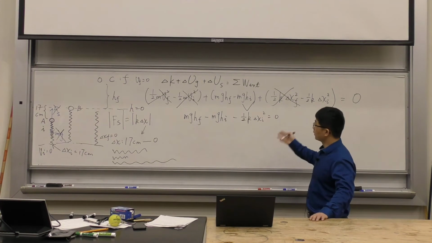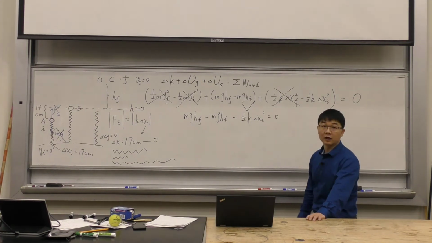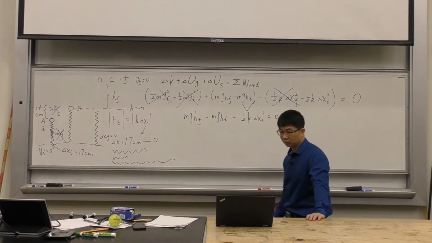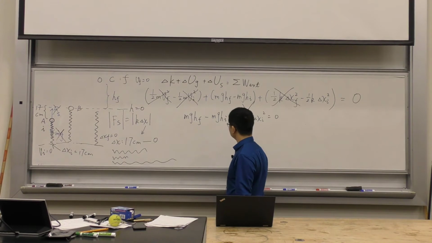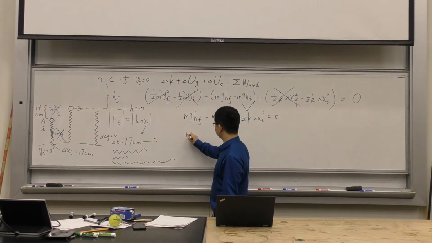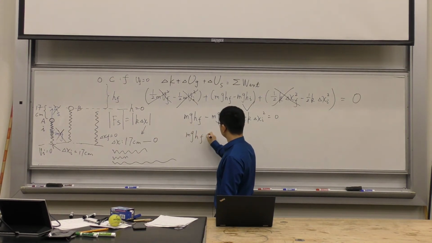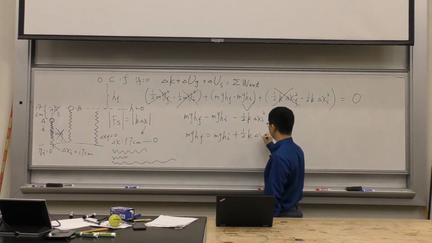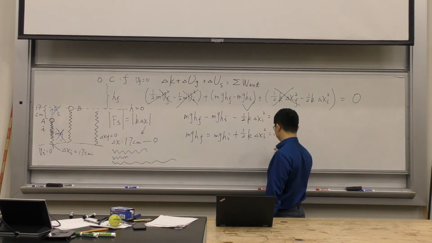Okay, now you can go ahead and rearrange this equation to find the final height, because we already have all the numbers we need. Pause the video, finish the algebra. What is the final height? You will get this: mghi plus 1/2 k Δx_i squared.